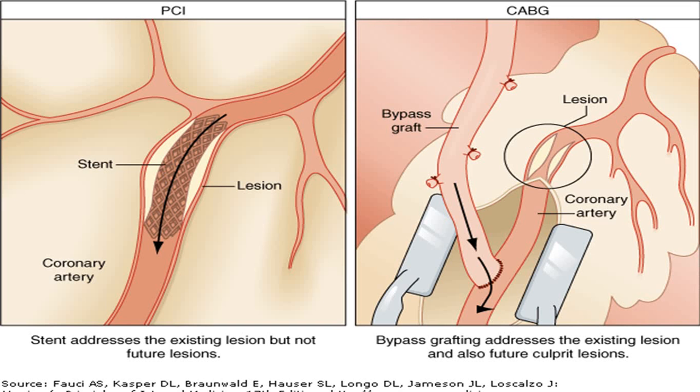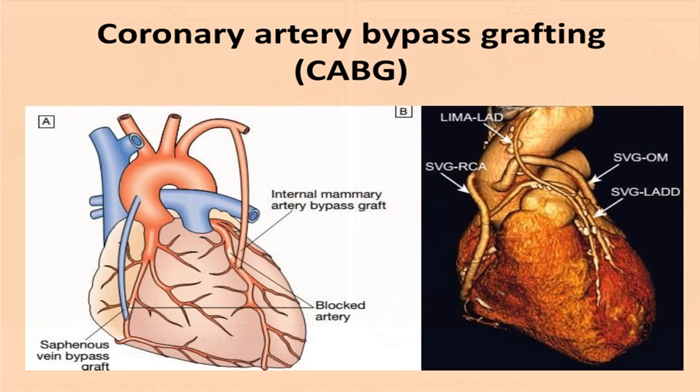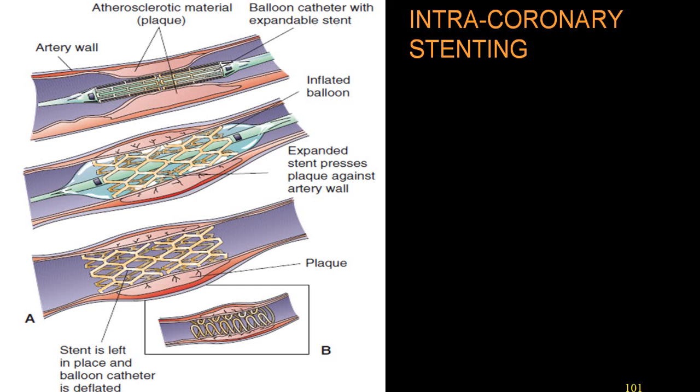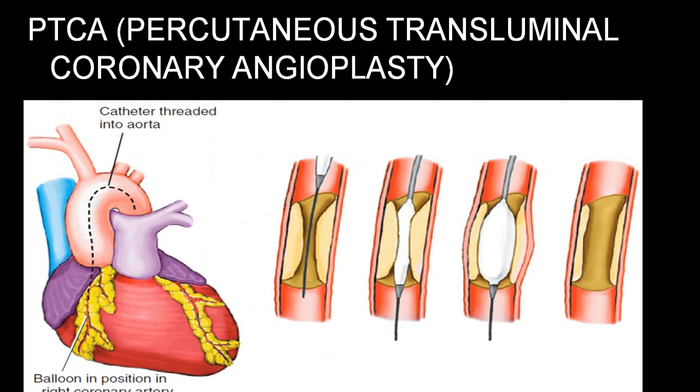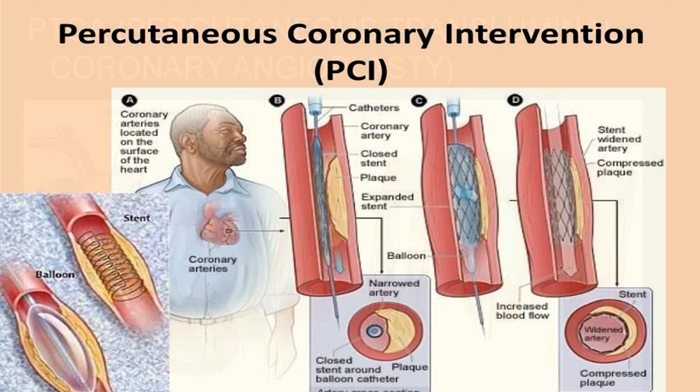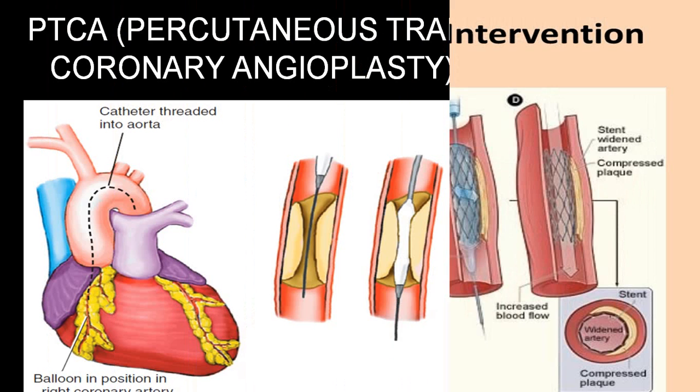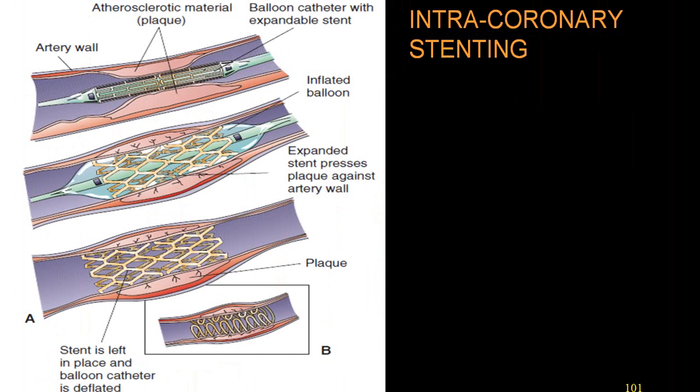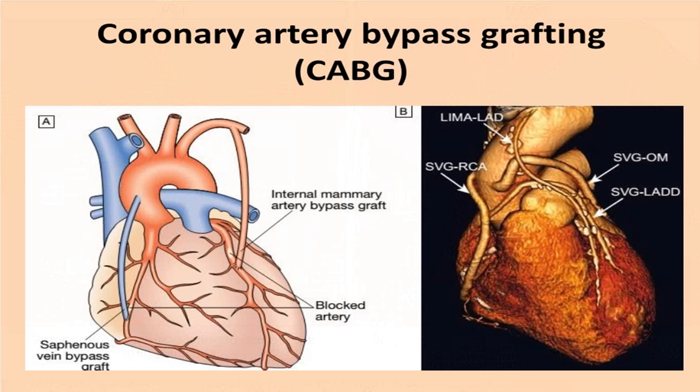This is PCI, this is CABG. Percutaneous coronary intervention. This is again a coronary intervention. When it is transluminal, the word utilized is PTCA. And this is percutaneous coronary intervention, which is a better word now. That is the most common word being utilized nowadays.